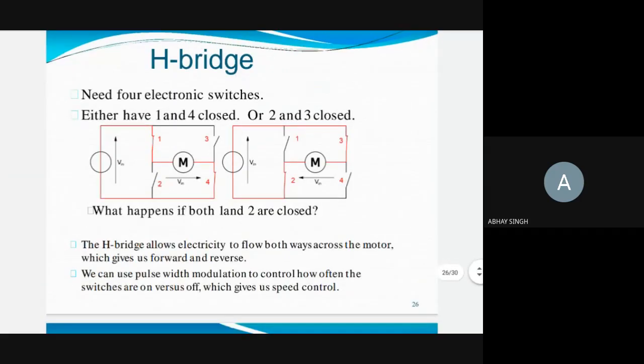This is how it works. You can see the direction; the red shows the current flow. There are two options of voltage output across the motor based on switching. When 1 and 4 are on, the current is coming from left to right. When 3 and 2 are on, the current flows from right to left. So this helps in controlling the motor.